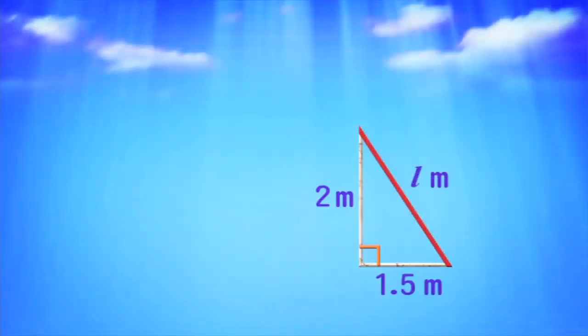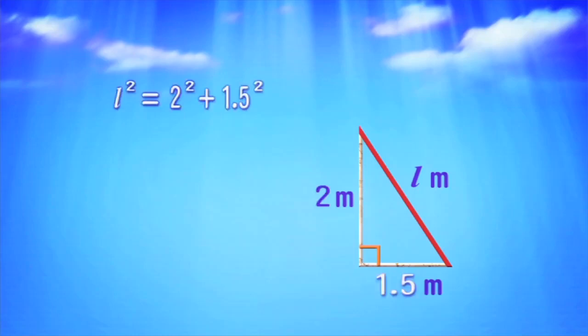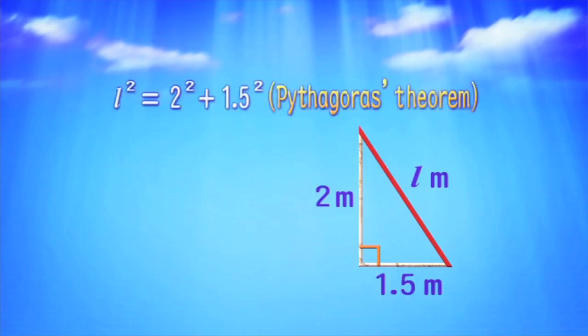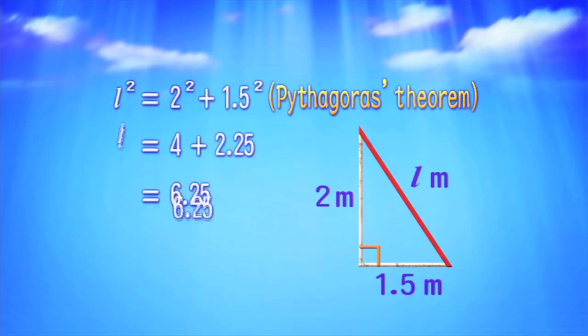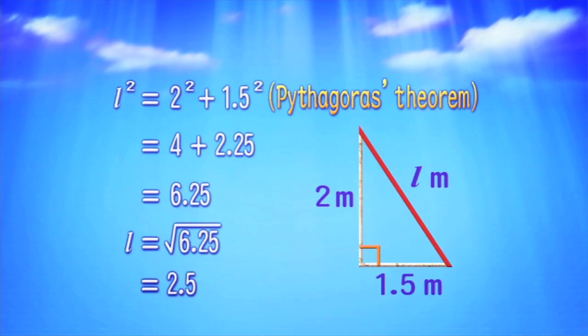Let L meters be the length of the ladder. L squared equals 2 squared plus 1.5 squared. That is 4 plus 2.25 equals 6.25. L equals the square root of 6.25, so L equals 2.5. Therefore, the length of the ladder is 2.5 meters.